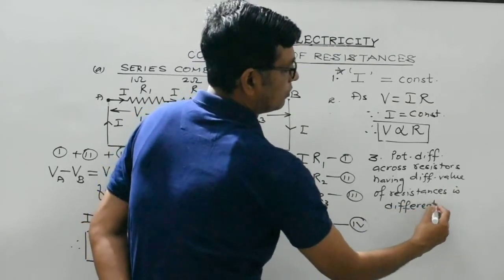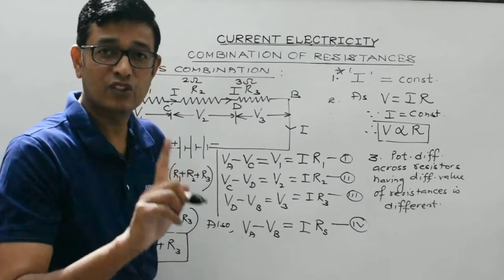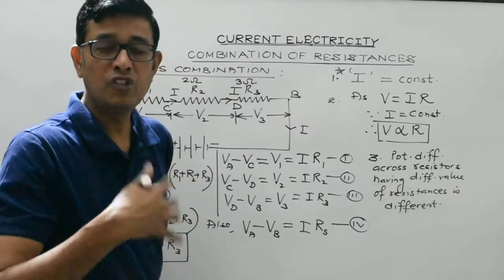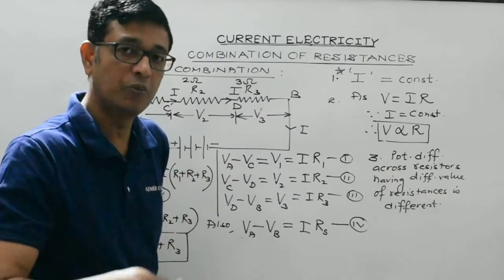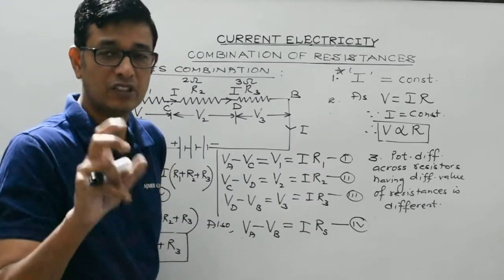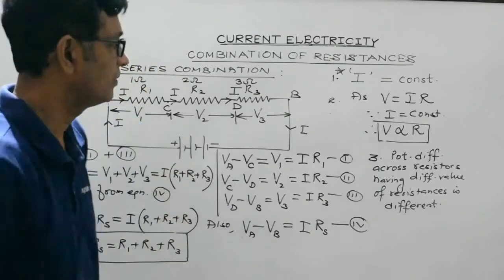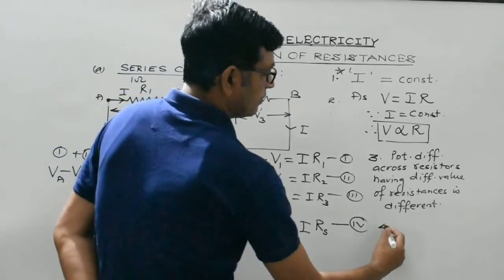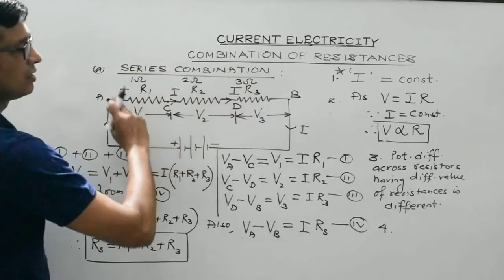So basically, the most important point is in the series grouping, the current is constant, while the potential difference across resistors having different values of resistances would be different. I is constant, but V, capital V, which is the potential difference across different resistors, would be different, right? Fourth point. Now look, students, what would be the equivalent resistance in this case?